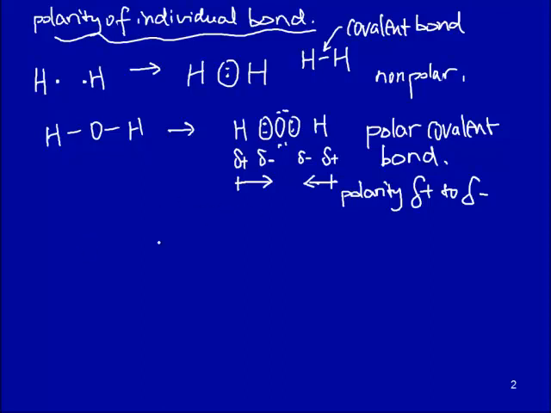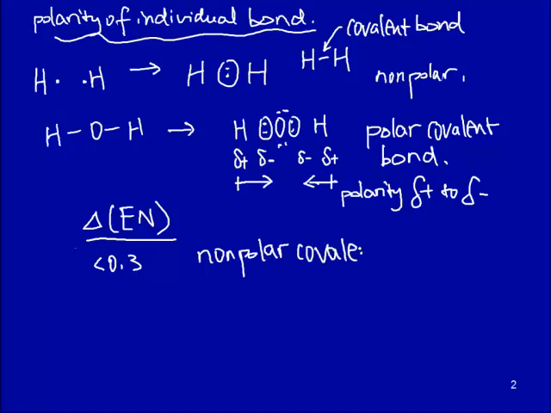Now we just do a quick review of the difference in electronegativity. EN stands for electronegativity, delta means the difference. If it's less than 0.3, you have nonpolar covalent. If it's between 0.3 and 1.0, this is called slightly polar. Hopefully you recall that information.